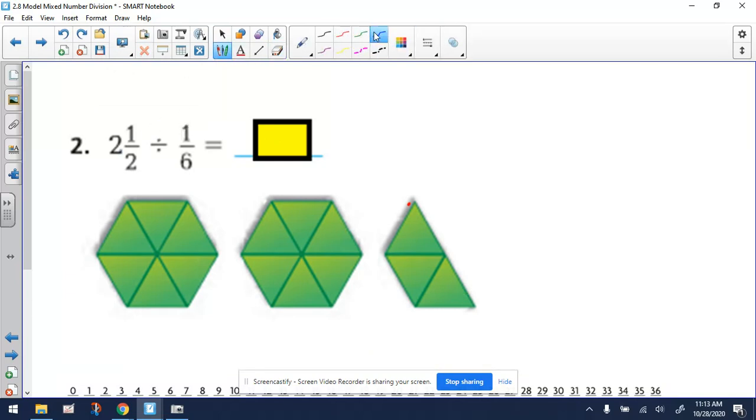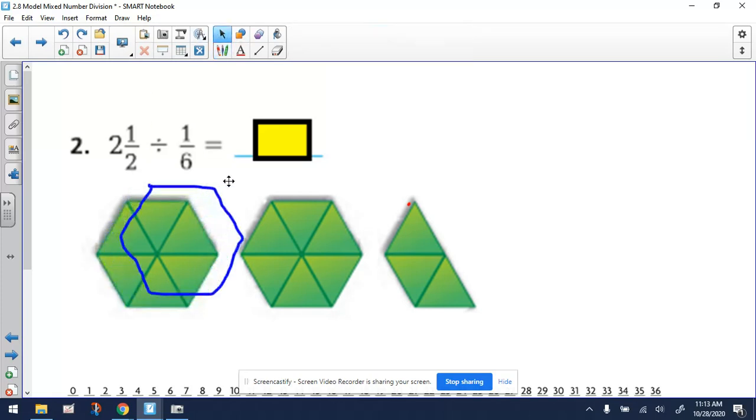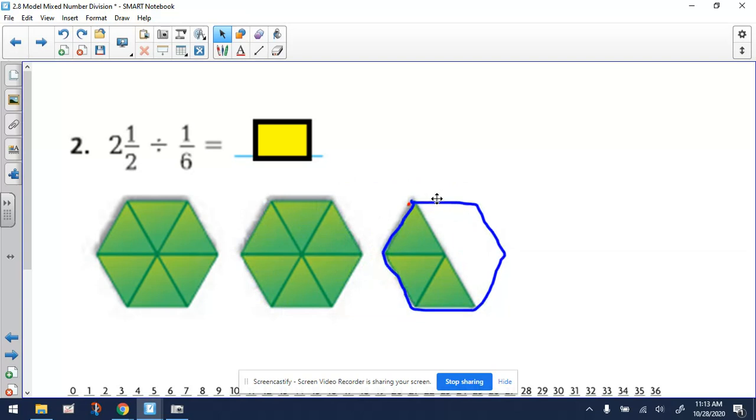I want to make sure everybody understands where the 2.5 comes from because we're talking about how many hexagons we have. So I'm just going to attempt to trace one of the hexagons. Okay, there's one, right? This would make 2, and then this is a half of a hexagon, so that's 2.5.